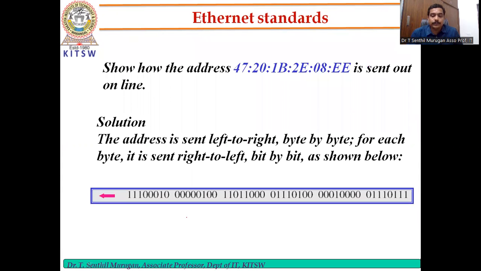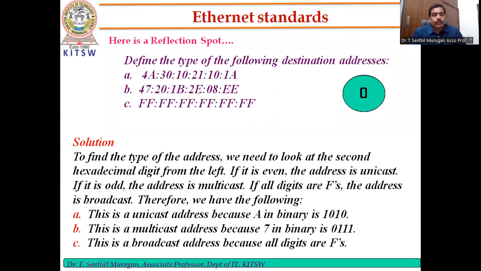Thank you. So what is the solution? We have to identify the last bit of the first byte. What is the value of A? A is 10, which is 1010. The last bit is 0, so it is a unicast address. So the first address is a unicast address.